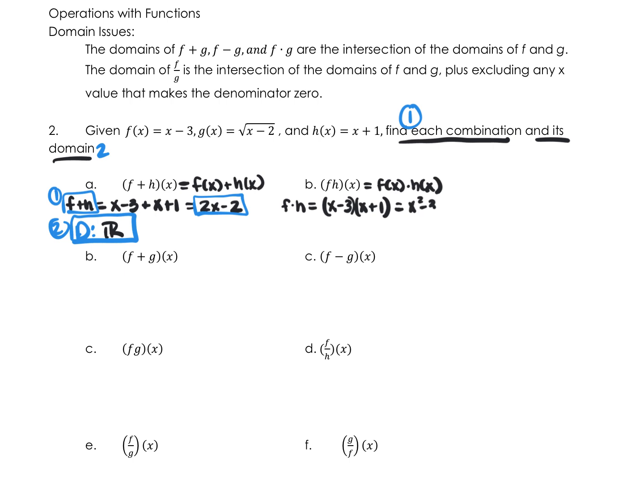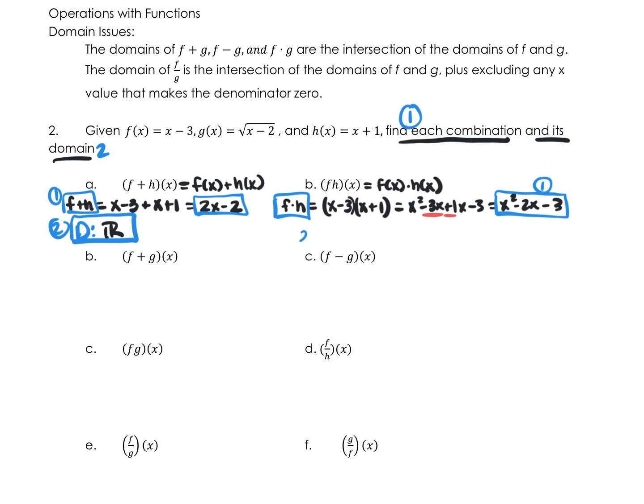So you should get x squared minus 3x plus 1x minus 3. And then you can combine these two middle terms. And you should have x squared minus 2x minus 3 as your final answer for what f times h is. This is our combination. So this is our first part of the answer. Any questions about how we got that with the distributing at all? I think y'all have been doing pretty good with that.